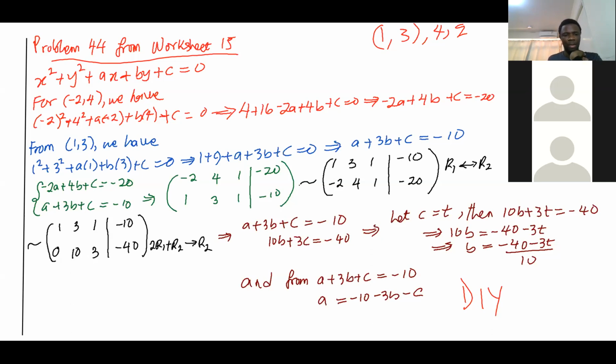So either way, now this is a and b. Let's look at the c. 4, Q happens to be on the same circle.